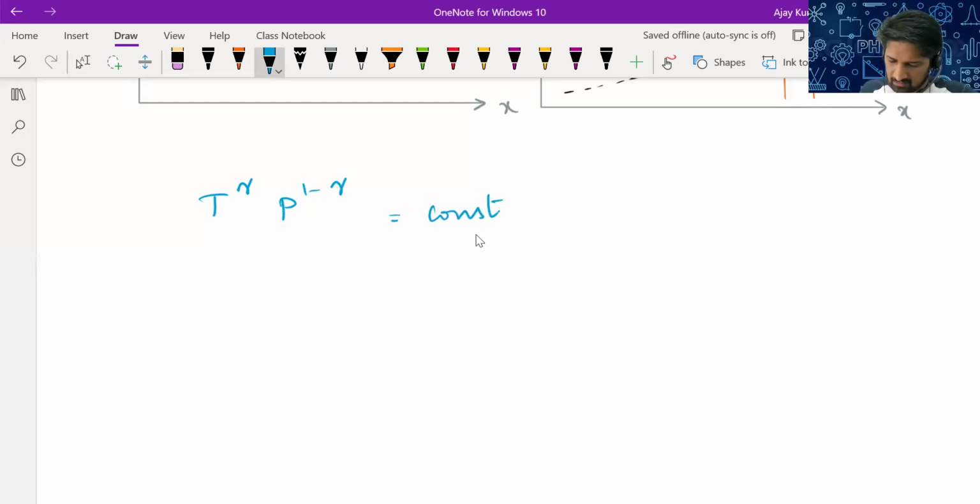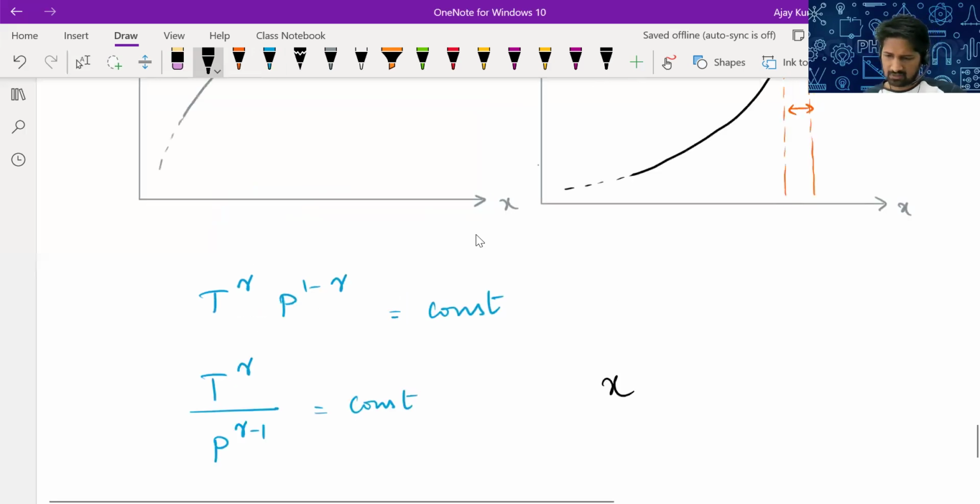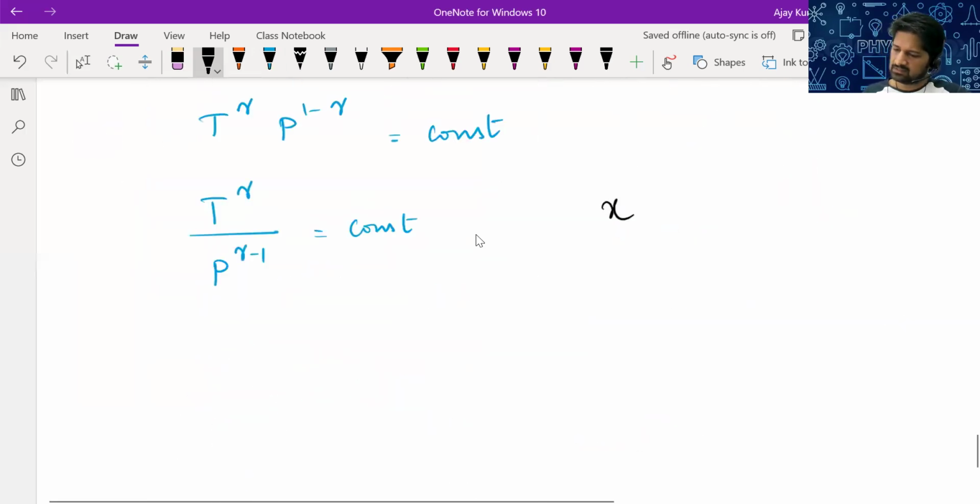Okay. Now this can be written as T power gamma divided by P power gamma minus 1 is equal to constant. So the power of the numerator is greater than the power of the denominator. So you take it like this. Let's use some random numbers. Let's say x. We took temperature on which axis? X axis, no? Okay. Let's say x power 5 divided by y power 4 is equal to constant.